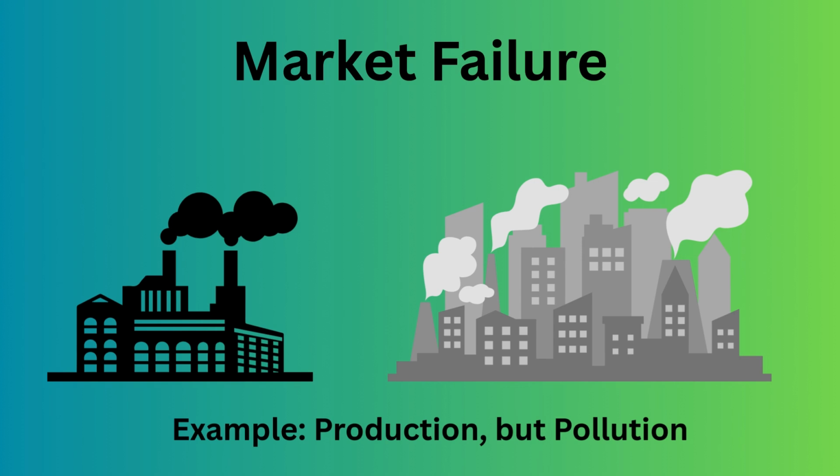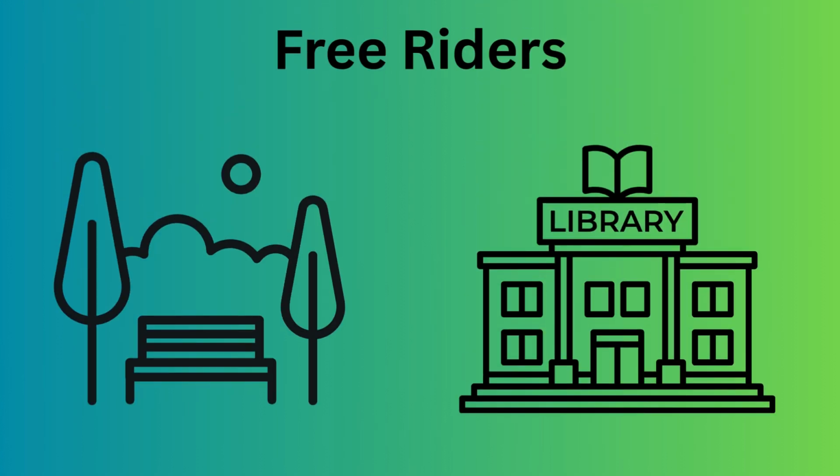You mean like when markets fail? That's Unit 6, right? Yep, market failure. This happens when the free market doesn't lead to the most efficient outcome. So like the invisible hand drops the ball. Haha, exactly. One classic example is pollution. A company might be making a lot of money producing something, but they're also polluting the air and water. Yeah, and that pollution harms everyone, not just the people buying their product. Right, that's a negative externality.